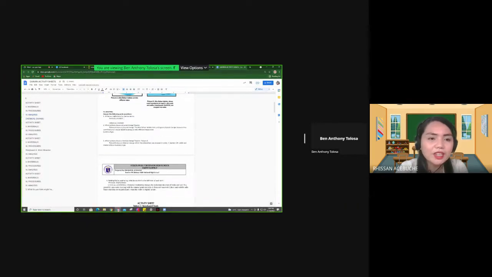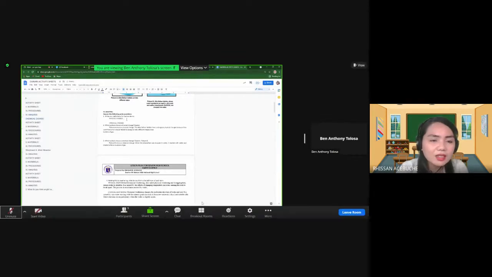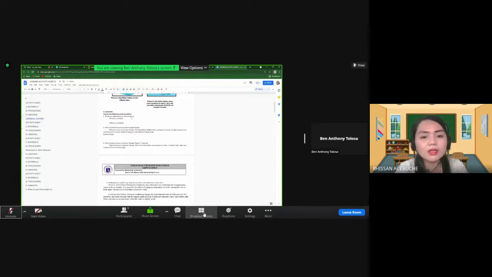Very good. So they are already answering their activity sheets. And as I can see, the leader is sharing his screen so that they can work on their activity sheets together. Very good.